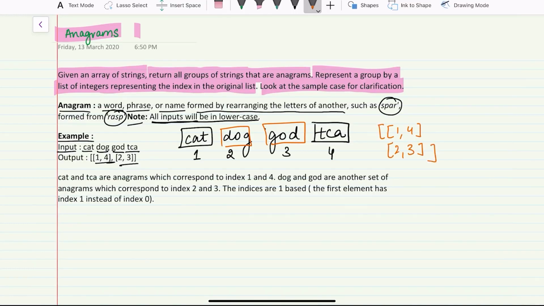Now here in the explanation it's written that cat and tca are anagrams which correspond to index 1 and 4. Dog and god are another set of anagrams which correspond to index 2 and 3. So the indices are 1-based. The first element has index 1 instead of 0. So let's see how we can approach this problem.